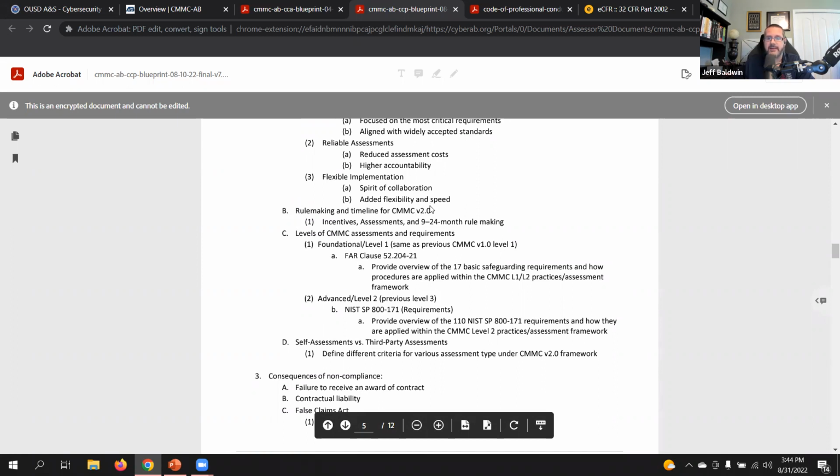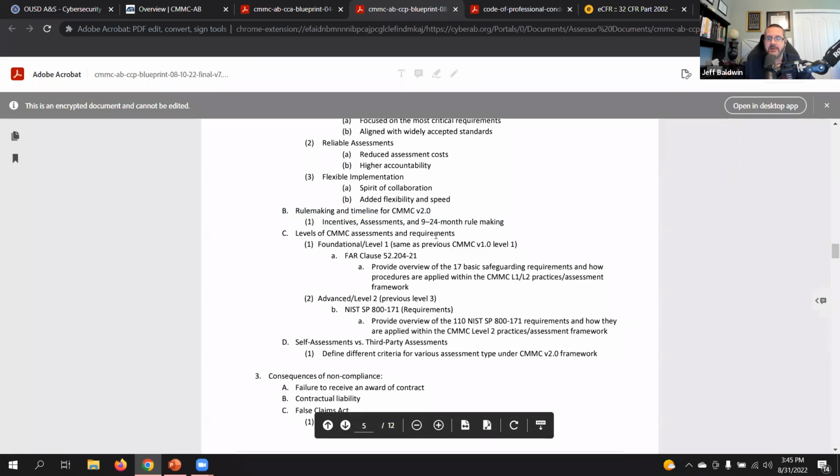So the timeline, this got last fall, so they're kind of expecting that to be in March of 2023, could be May of 2023. We'll find out more, but basically we're on a 9 to 12 month rulemaking. I'm not sure how you get a question on that one, but don't know.